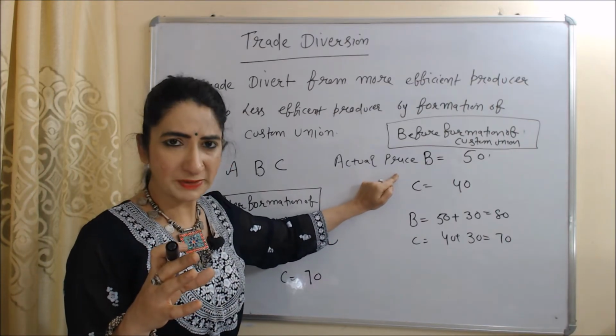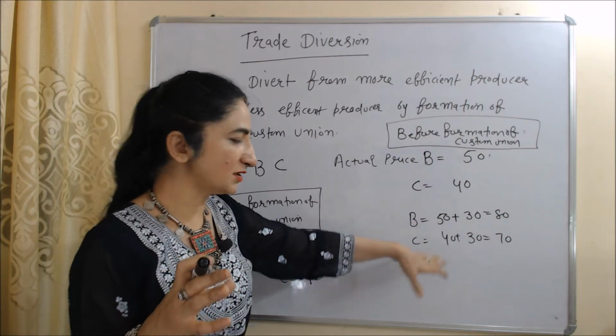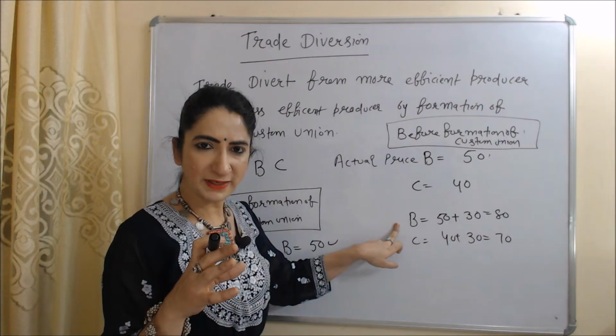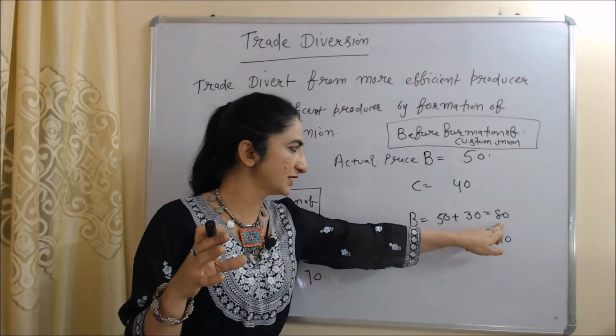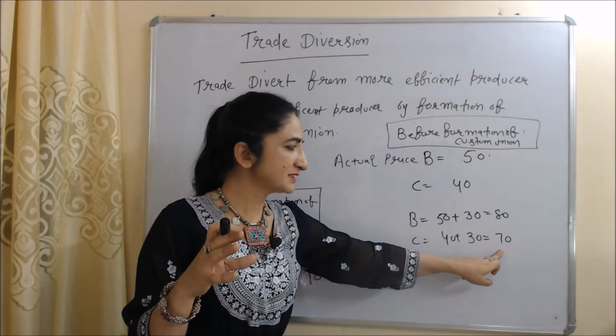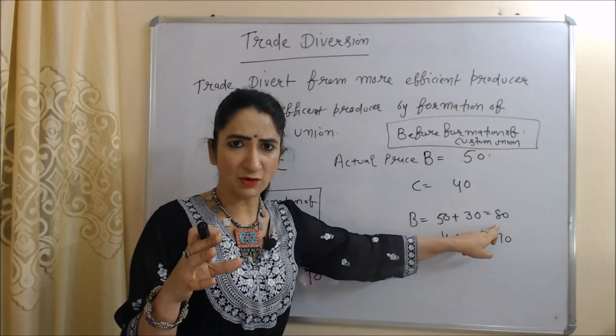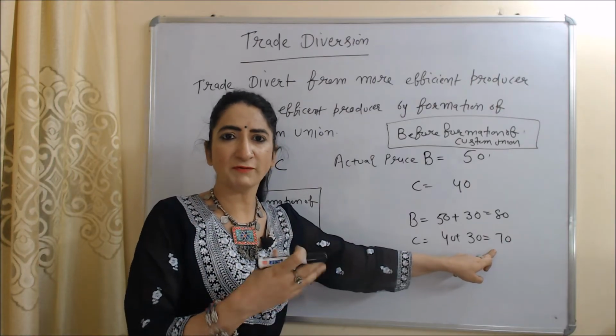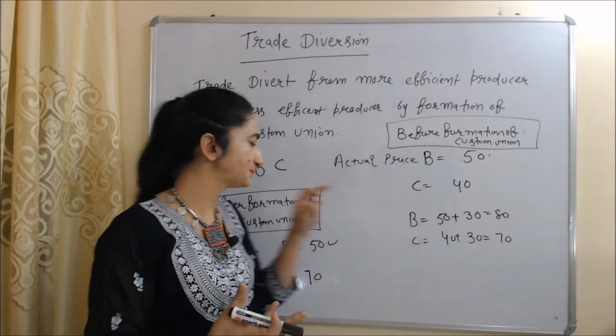as compared to B. And A imposes a 30 rupees tariff on both countries' products. So after the tariff, B's product price becomes 80 rupees and C's product price becomes 70 rupees. C's price is less as compared to B. Obviously, A will import from C. This is the situation before formation of the customs union.